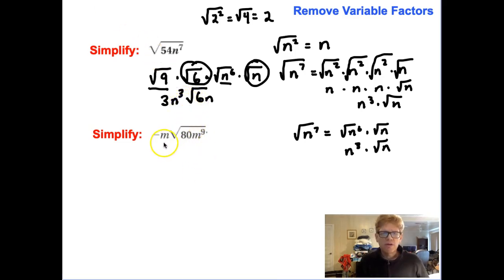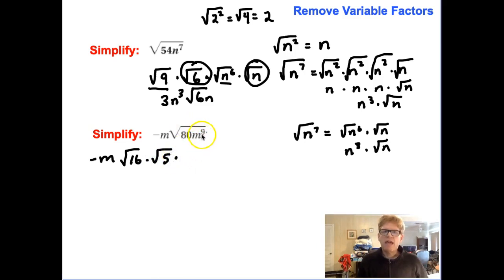One last problem here. In this case, we've got a variable out front, and we've got some things to simplify on the inside. So we're going to write this as negative m. We know that's going to stay the same. What are the factors of 80 that we could use here? Well, we know that 4 goes into 80. But 16 also goes into 80. It goes 5 times. So I'm going to write this as negative m times the square root of 16 times the square root of 5. And then I'm going to deal with my variable, right?